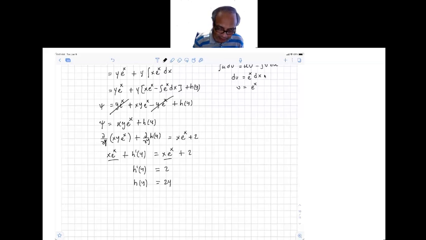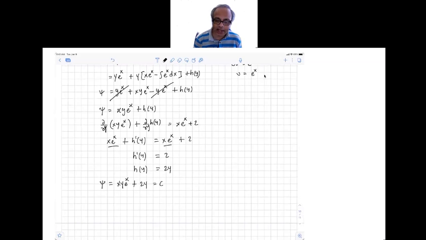So now I have everything to write down. Psi equals, so I look at here, x y e to the x plus h of y, which is 2y. And now I'm going to write my solution. Psi equals c. Okay. So the constant of integration I ignored, actually, did not neglect. I ignored the constant of integration everywhere, but it came here. So I have the implicit solution.